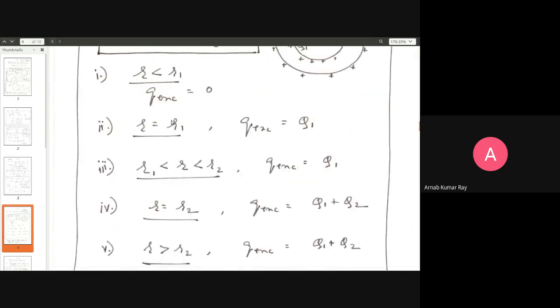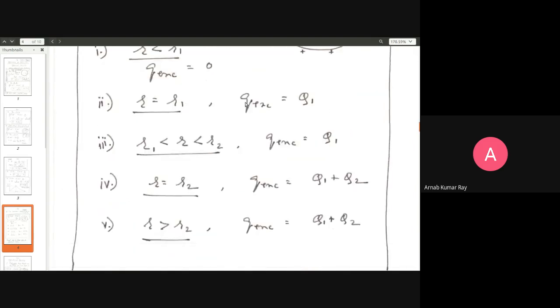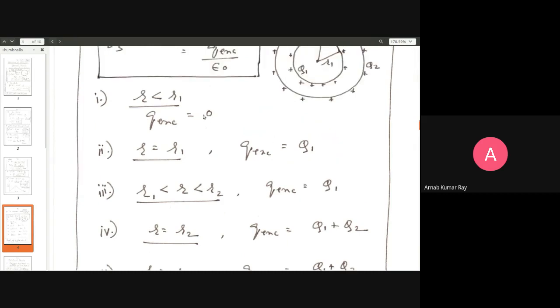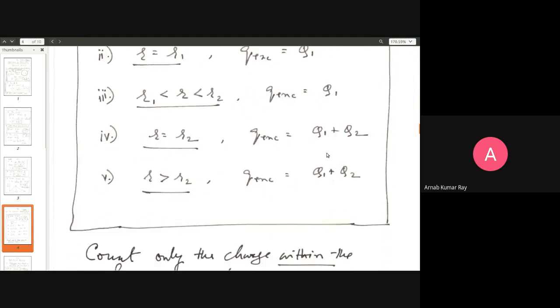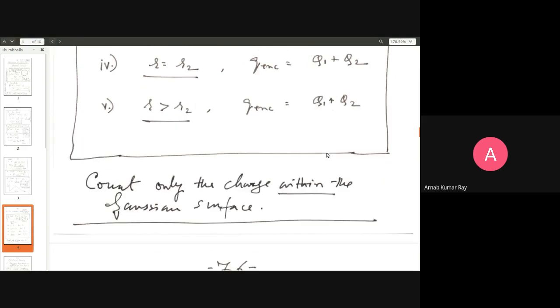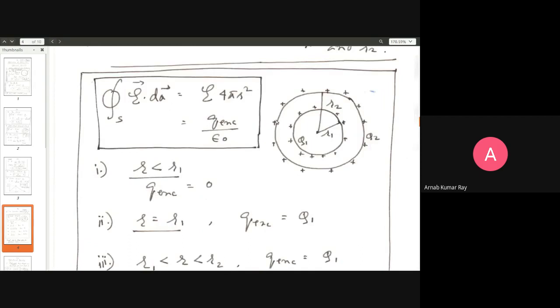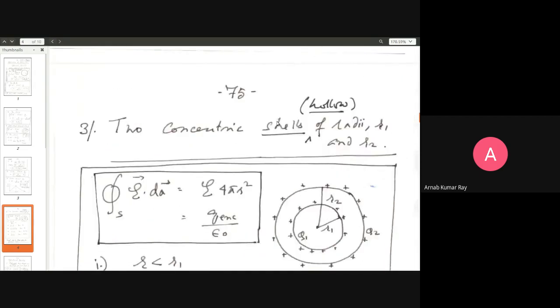So basically you've got 5 values of charge enclosed and 2 values of the radius, the latter 2 values being R1 and R2, and charge enclosed will have charge 0, Q1, Q1, Q1 plus Q2. So basically like that. Well, actually charge enclosed has got 3 values in a way also. Okay, so as I've said, count only the charge within the Gaussian surface. That's always the basic logic to follow.